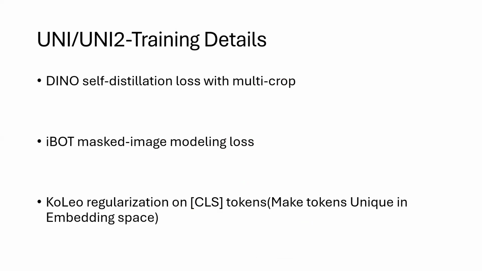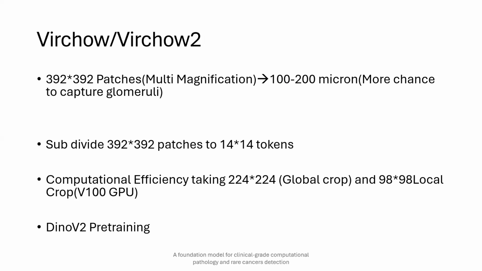And they came up with these kinds of losses: self-distillation loss, iBOT loss and co-regularization. This co-regularization we can think of as, in a unique embedding space, how much the patches are communicating. So this is also a kind of regularization. We can apply some others also for DINOv2 retraining.